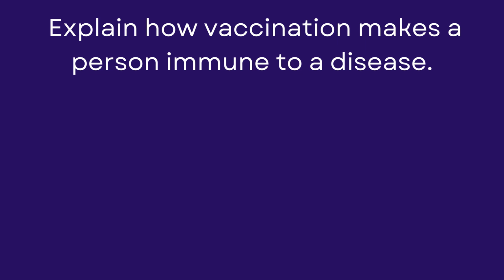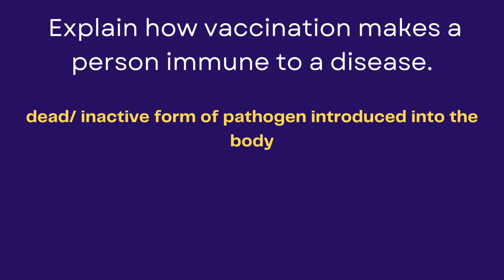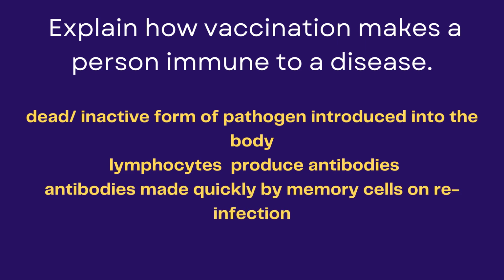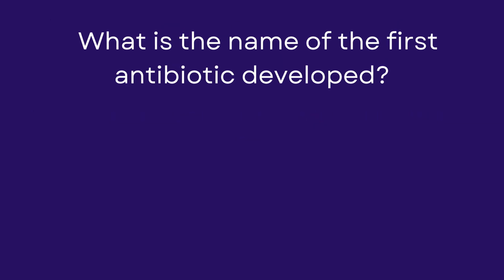Explain how vaccination makes a person immune to a disease. So dead or inactive form of the pathogen is introduced into the body. Lymphocytes produce antibodies, antibodies made quickly by memory cells on reinfection. What is the name of the first antibiotic developed? Penicillin.